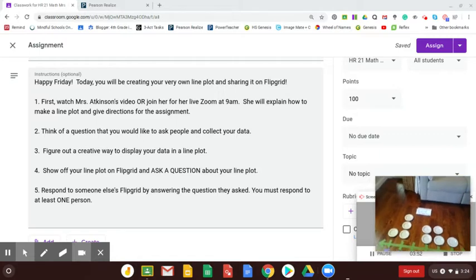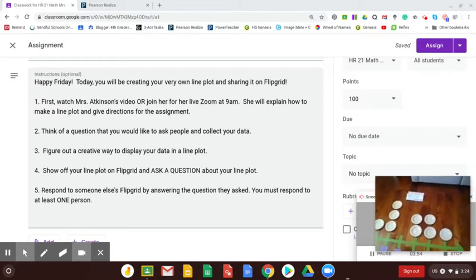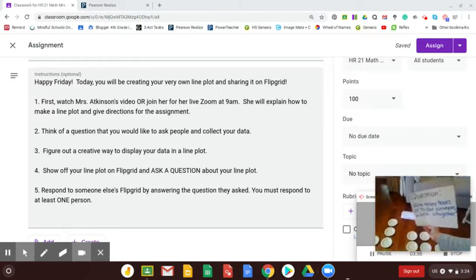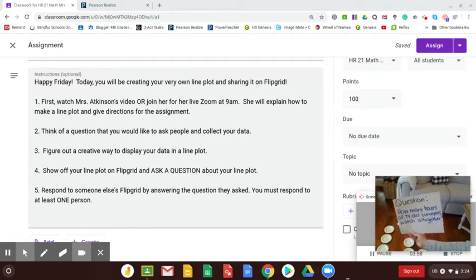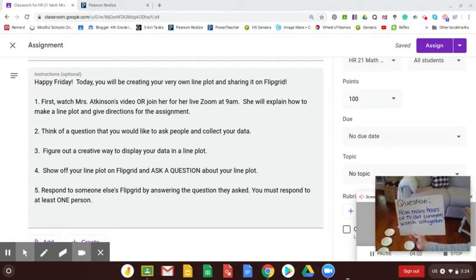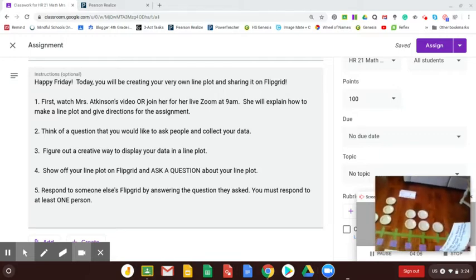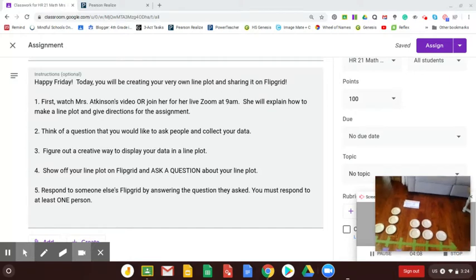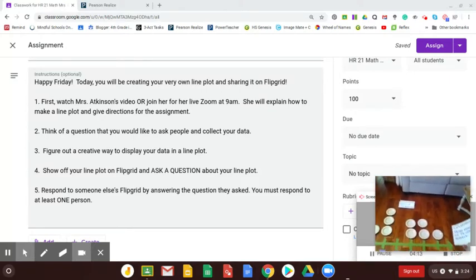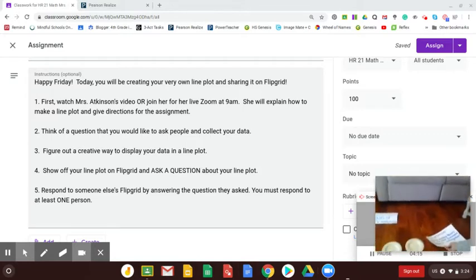And now I want to ask a question, and I can write it on a piece of paper. My question is, how many hours of TV did surveyors watch all together? To figure out that answer, someone would have to look at my line plot and add up all of those hours. So that's my question for my graph.